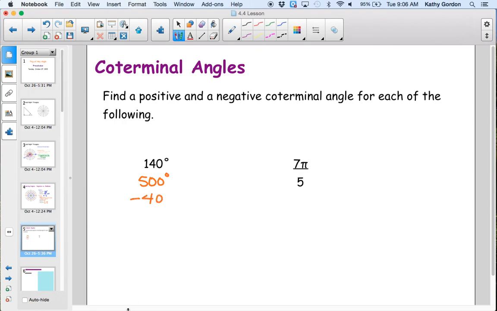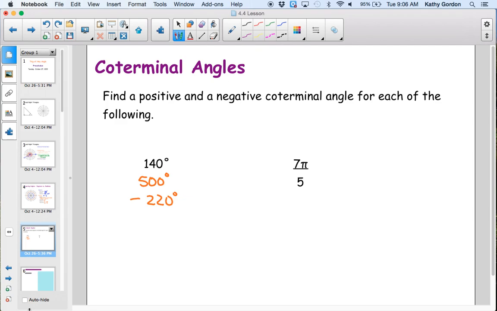Oh wait, it's not negative 40. It's negative 120. Yeah, it's 220. 220? Negative 220. Okay, so how'd you come up with these? How'd you come up with 500? You add 360 and then minus 360.